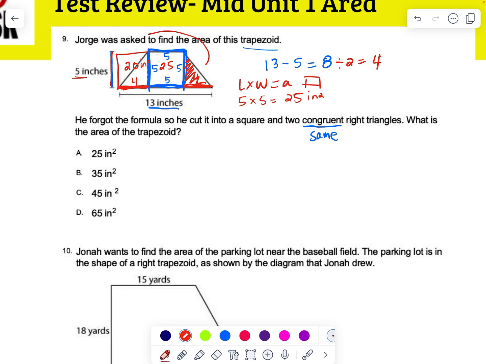So essentially I have a 25 area space and a 20 area space, which is going to give me 45 inches squared. So it would be 45 inches squared. Okay, that's the answer.